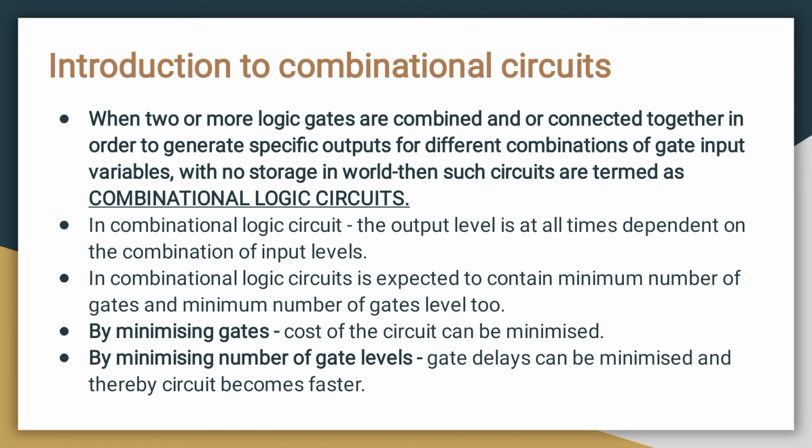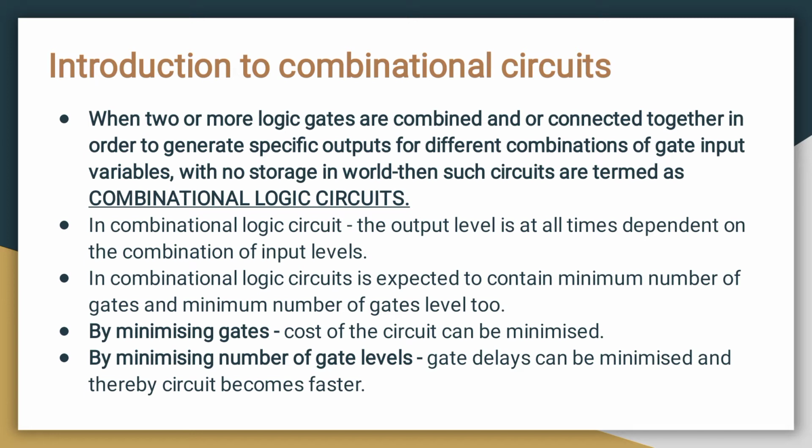When two or more logic gates are combined or connected together in order to generate specific outputs for different combinations of gate input variables, with no storage, such circuits are termed combinational logic circuits. That means we are going to combine two or more logic gates, where the logic gates are AND, OR, NOT, XOR, XNOR, NAND and NOR. These are the basic logic gates we have.